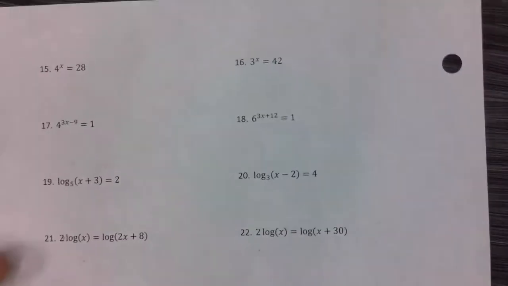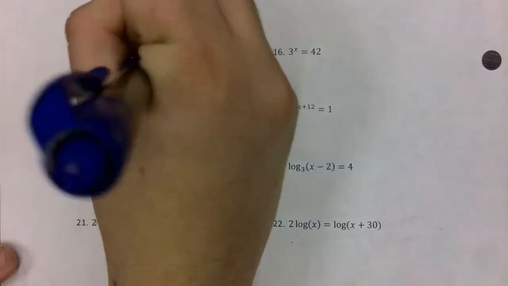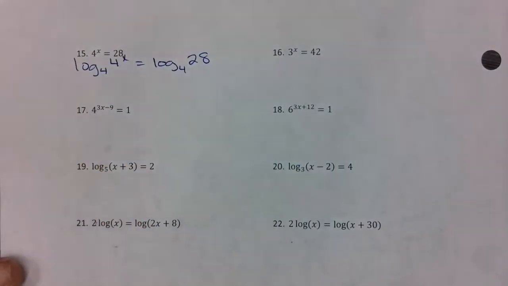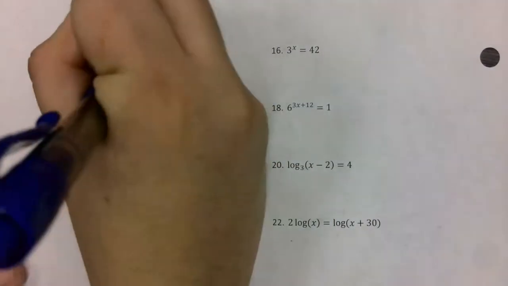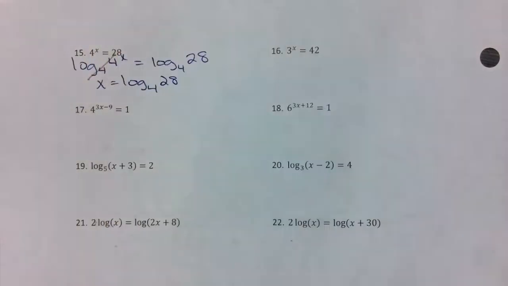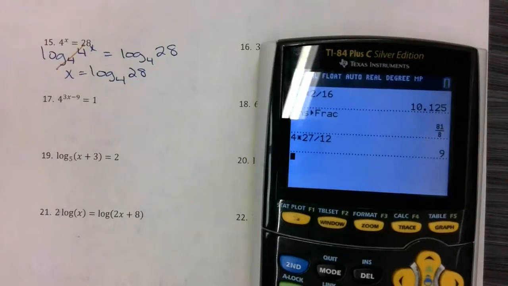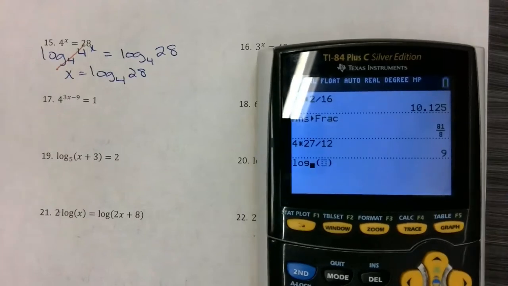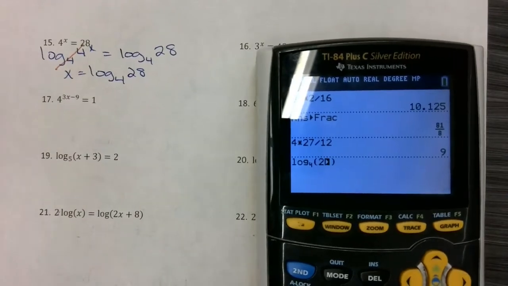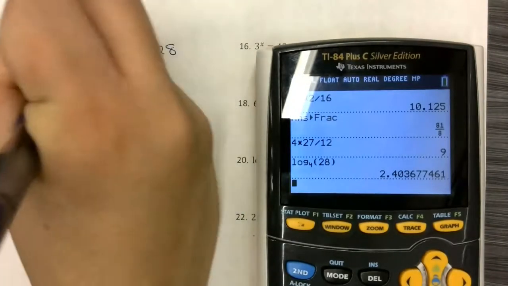Okay. This one I want to rewrite. So I'm going to rewrite it as log base 4 of 4x equals log base 4 of 28. I want to do this so I can get the x alone. And my log base 4 and 4 cancel out. So then I have x equals log base 4, 28. And I want to type that into the calculator. So I have math, scroll down to log base, then this is 4, and 28, which gives me 2.40.